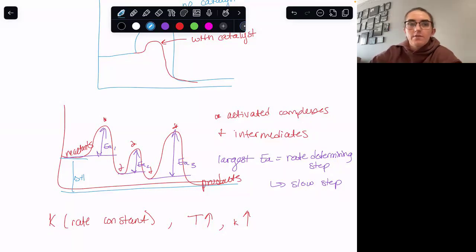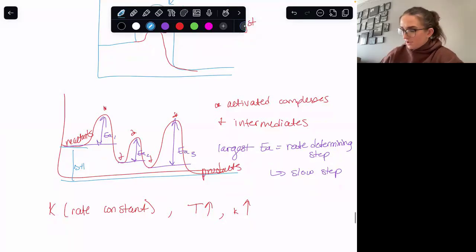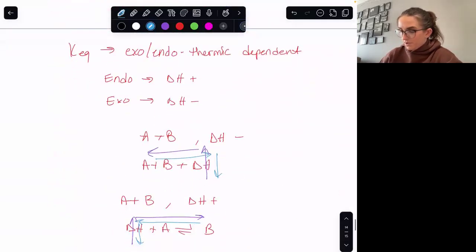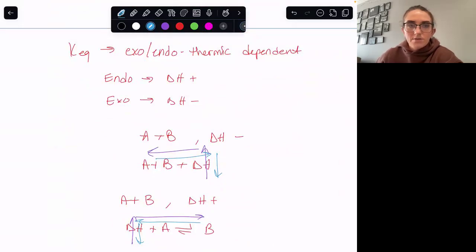So if you're asking if this is right, to your previous question, it's half right. If the rate constant and temperature have a direct relationship, that is correct. If you increase temperature, you increase the rate constant because you're raising the energy of your reactants, decreasing the activation energy, so you're going to proceed with a faster rate.